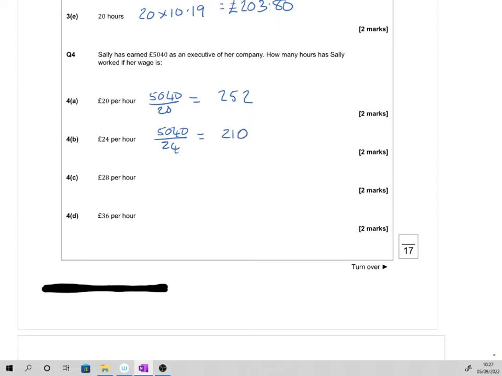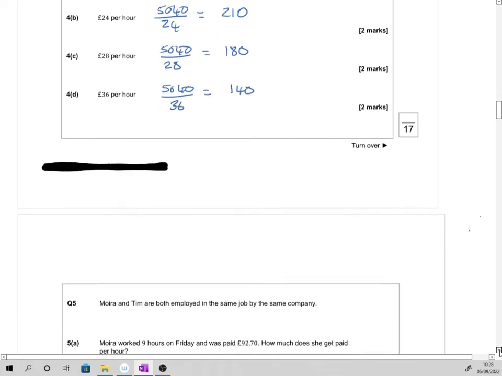And 5040 divided by 28 and 5040 divided by 36. So let's do that. 5040 divided by 28 equals 180, and 5040 divided by 36 is 140. That's good money as an executive, and this is all in hours. Yeah. There you go. Next page.